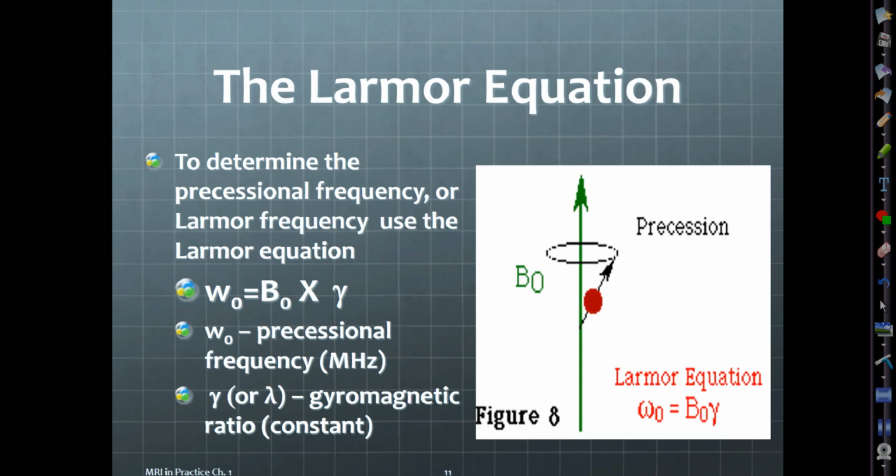All right, so the most important equation in MRI. So put a little star next to it. It's our Larmor equation. To determine this precessional frequency that I keep talking about, also referred to as the Larmor frequency, you use the Larmor equation to calculate that. And so the equation goes W sub 0, which stands for precessional frequency, and the unit is megahertz, is equal to B sub 0, which is in units of what? It's not on here, but what is it?